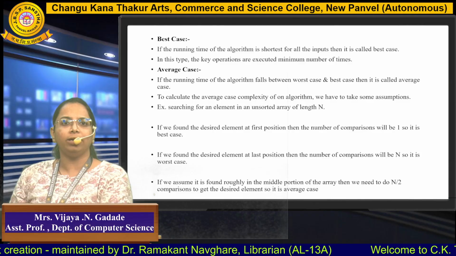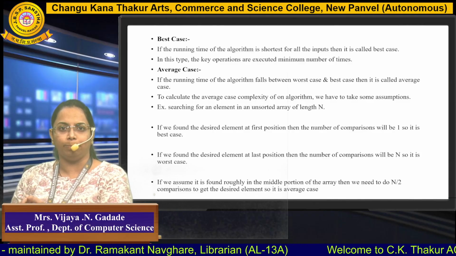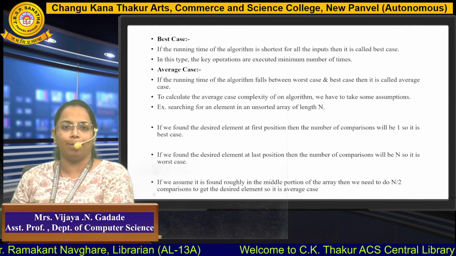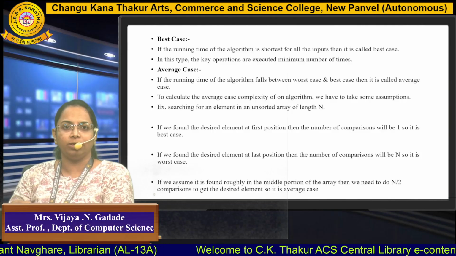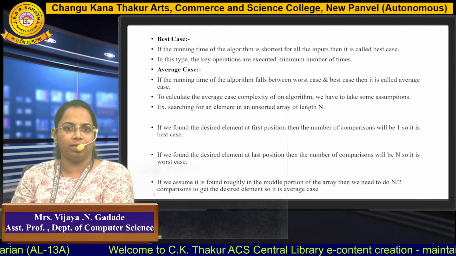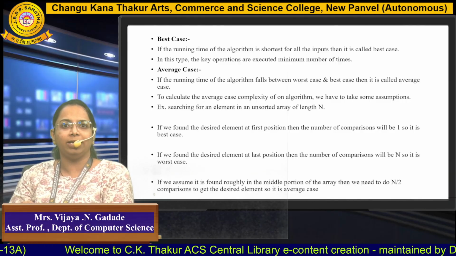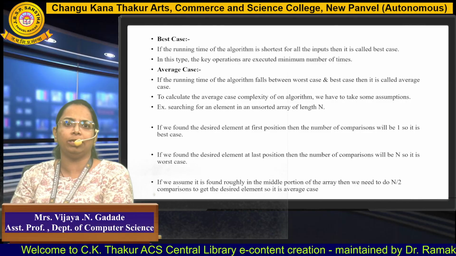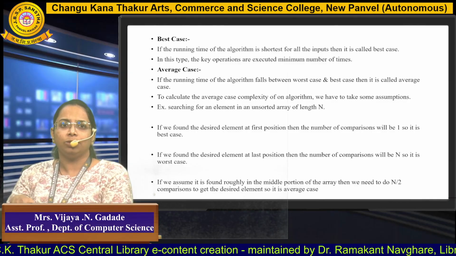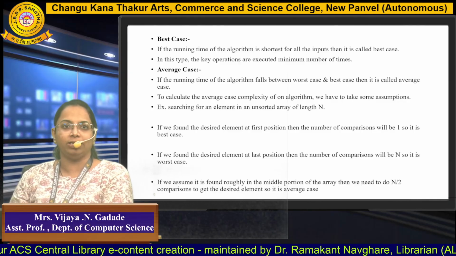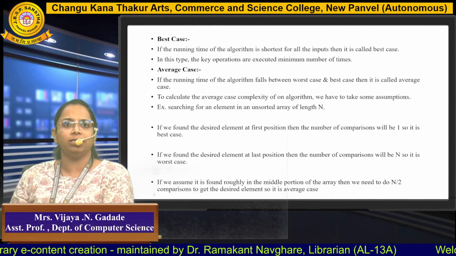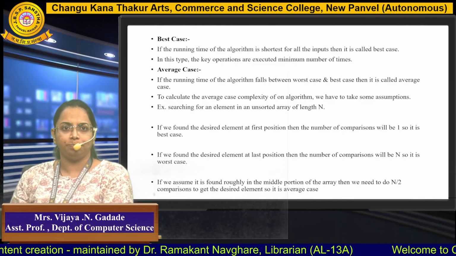If we find the element in the first position, then it is called best case. For example, we are taking an array list of length n, and the element is found at the first position, then it is called best case time complexity. If the element is found in the middle, then it is called average case, and if the element is found at the last, it is called worst case time complexity. So the types of analysis can be divided into three types: worst case, best case, and average case.